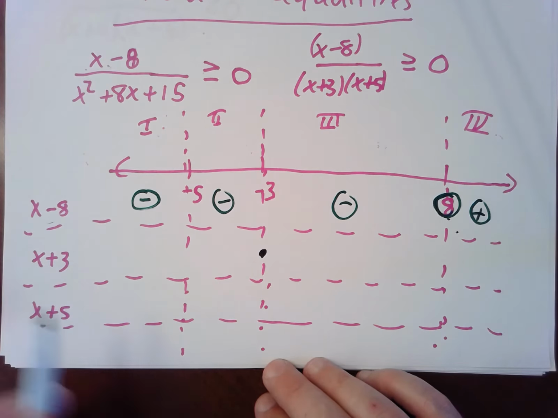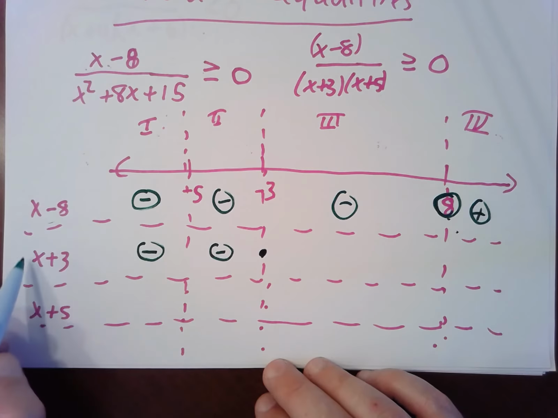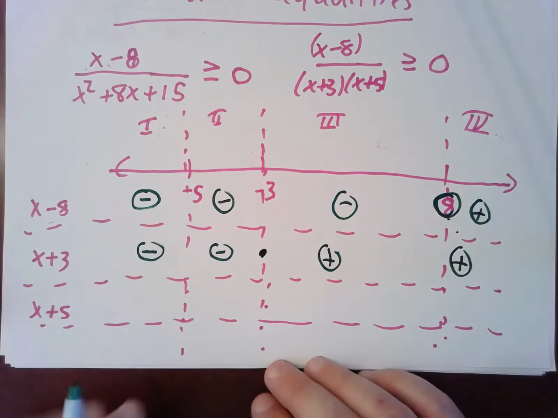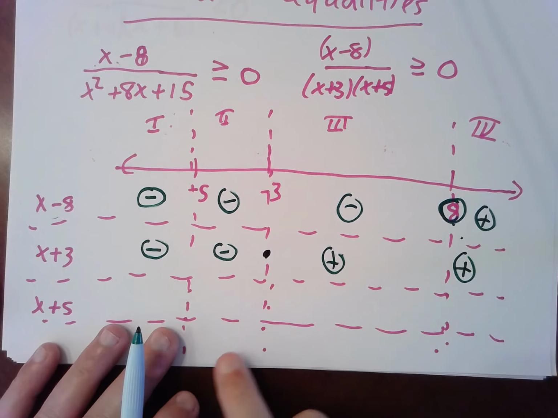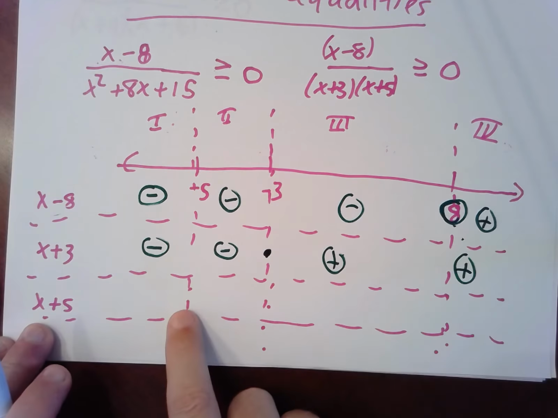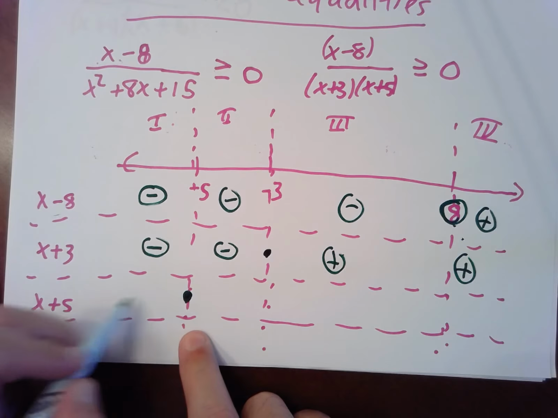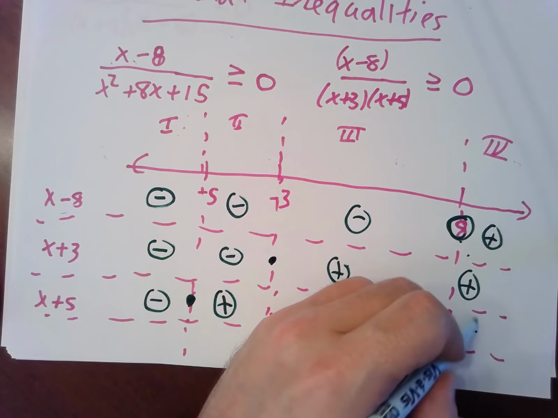This guy's going to switch right here. Negative 3 plus 3 would be 0. Anything smaller than negative 3? Negative 4 plus 3, for example, would be a negative. Anything bigger, say 5 plus 3 would be a positive. This guy's going to switch right here at negative 5. So right there, he's going to switch over. If I plug in any x value smaller than negative 5, I get a negative. Anything bigger, I get a positive.